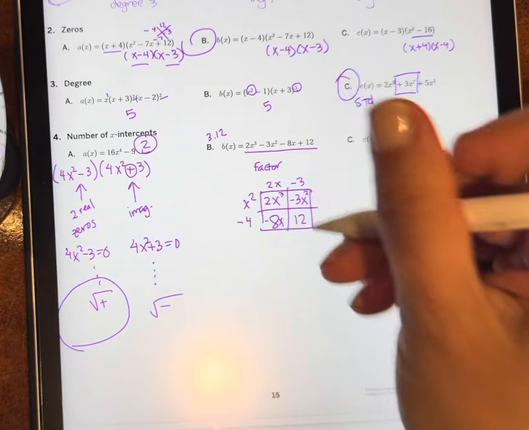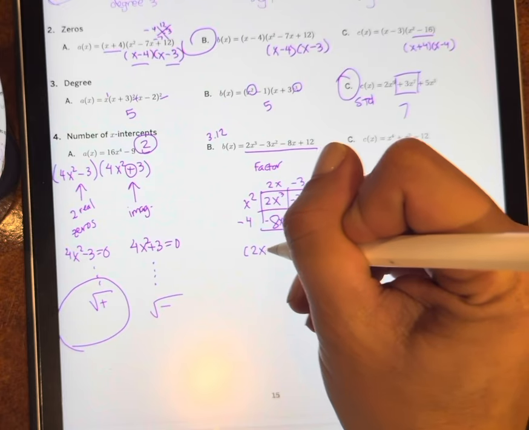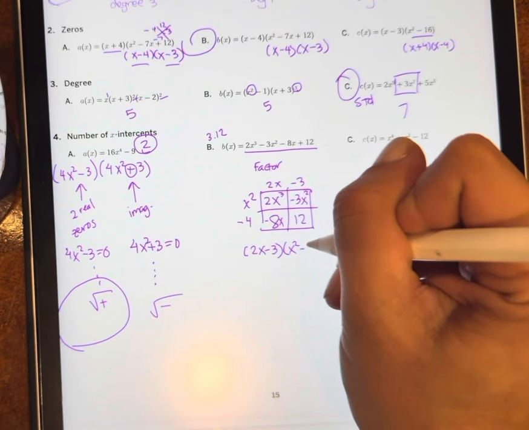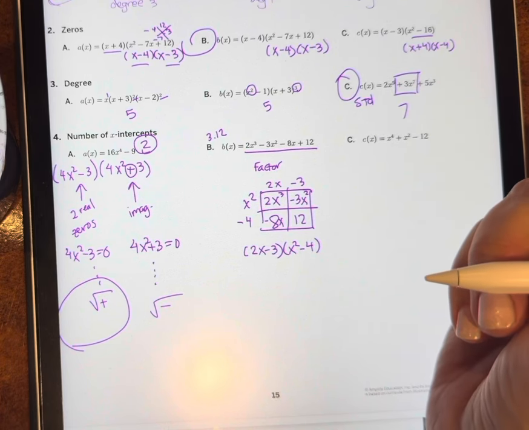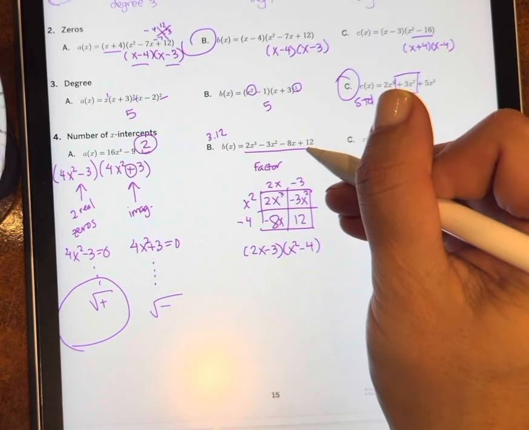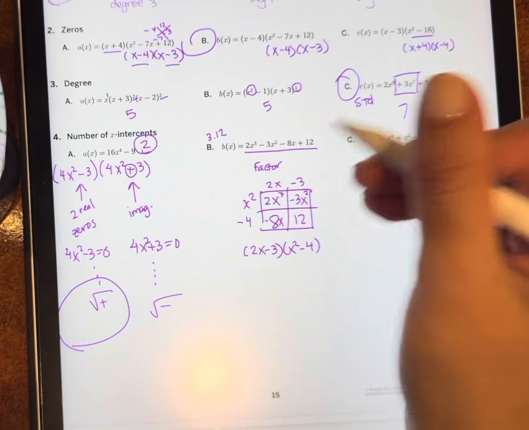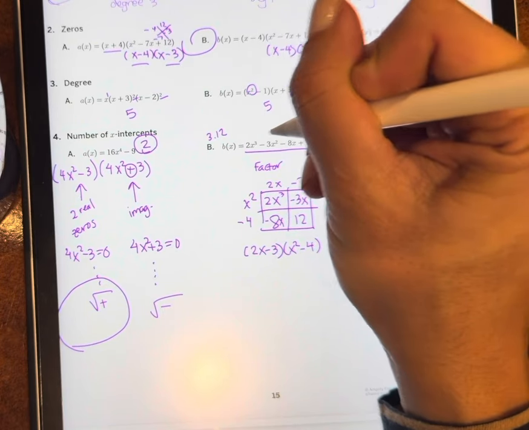That means that this guy factors into 2x minus 3 and x squared minus 4. Please go check that video, the previous video, because you can't do it if it doesn't factor. You know what? I can't. I gotta tell you why.